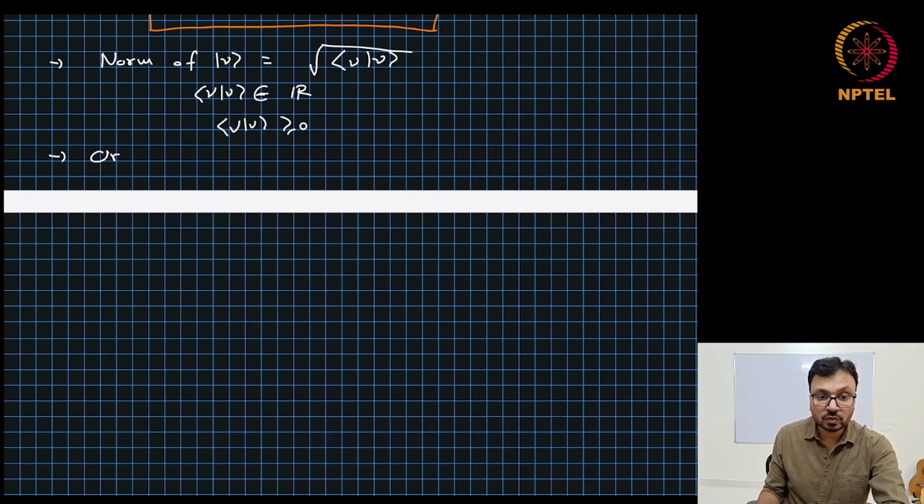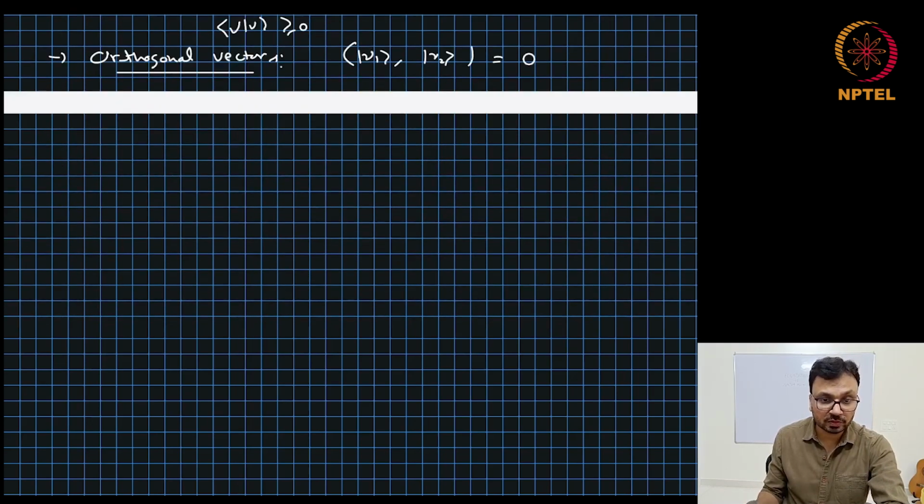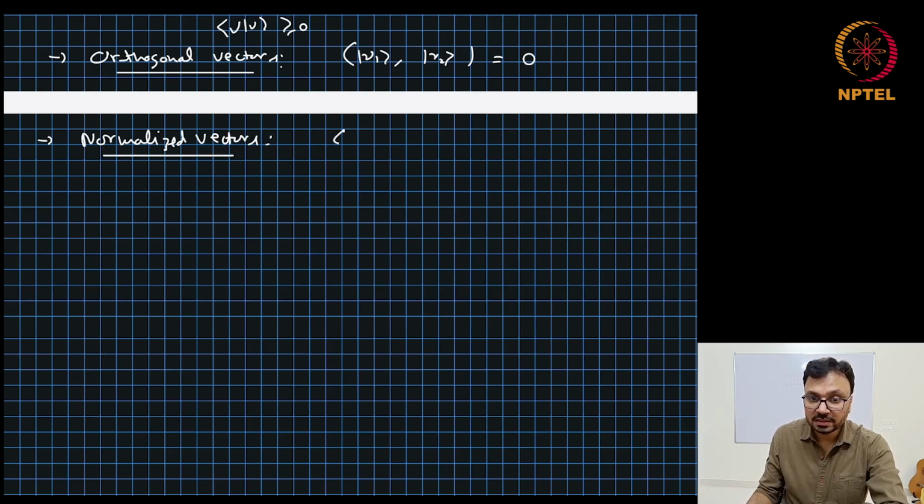We can define orthogonal vectors. You have two vectors V1 and V2. They are orthogonal if the inner product is 0. Then they are called orthogonal. Normalized vectors: if the norm of a vector is 1, then it is called a normalized vector.